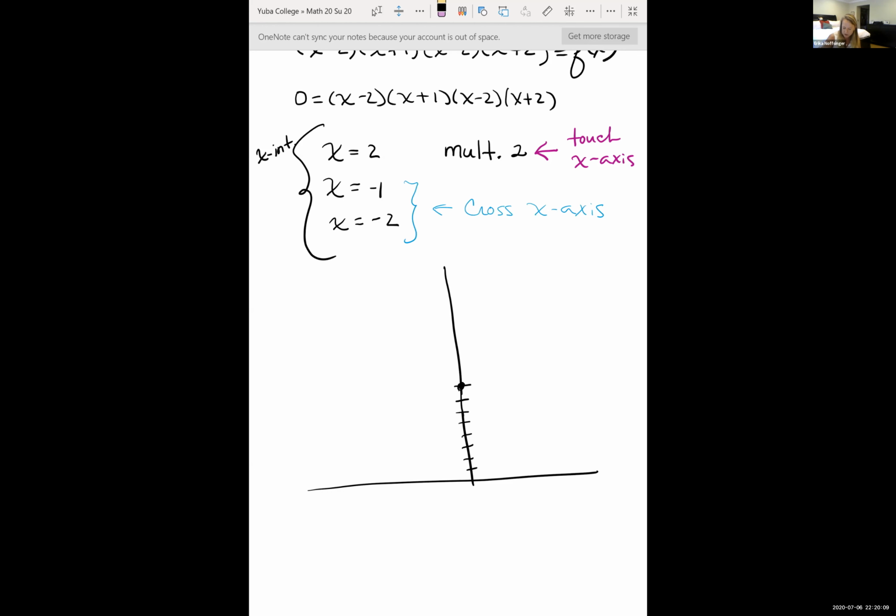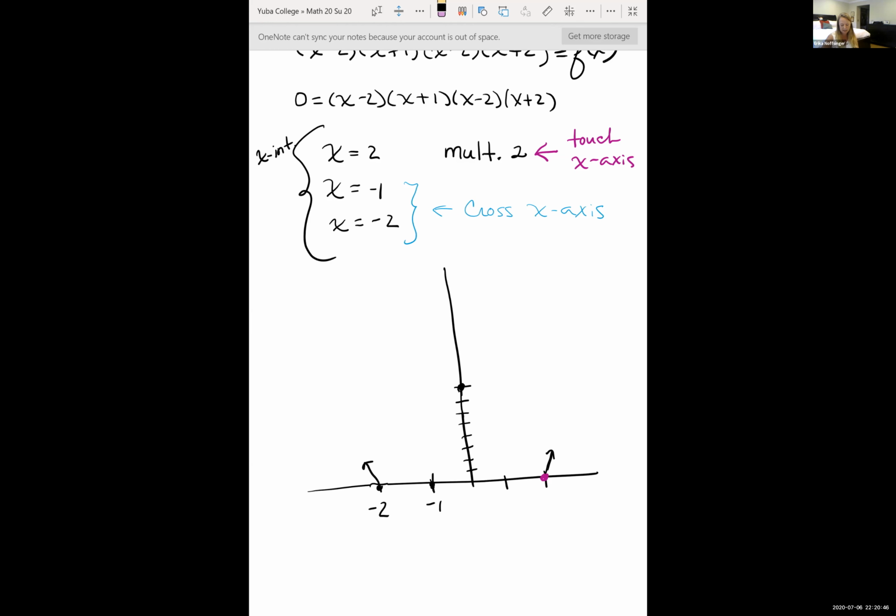And at 2, it's just going to touch it. And we have one at negative 1 and negative 2. And we know it's going to cross it. We also know the end behaviors are both shooting upwards. Not technically vertical.